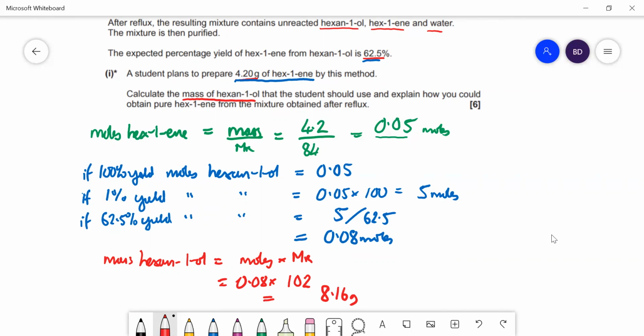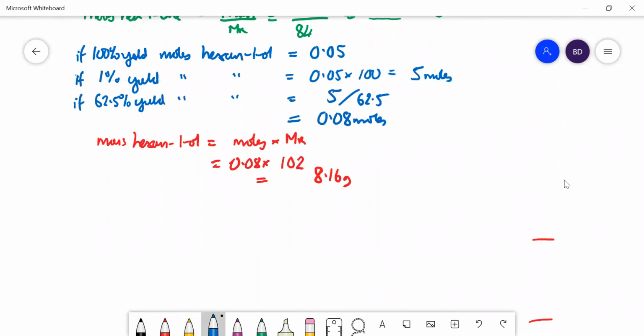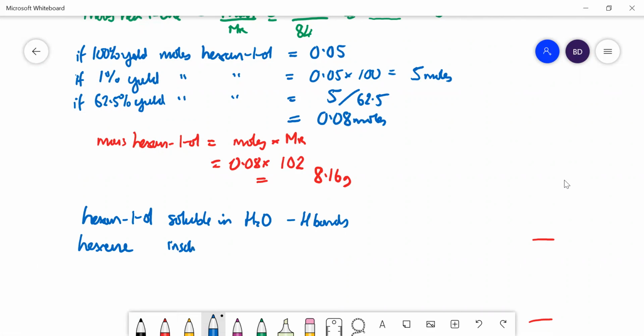Right, now the next bit of this question, how are we going to explain how you could obtain pure hex-1-ene from the mixture obtained after reflux? Right, now what we're going to say, hexan-1-ol is soluble in water because it's got an OH group, which means it can form H bonds with the water molecule, so it will be soluble. Whereas hexene cannot form H bonds, it's going to be insoluble, immiscible, with water.